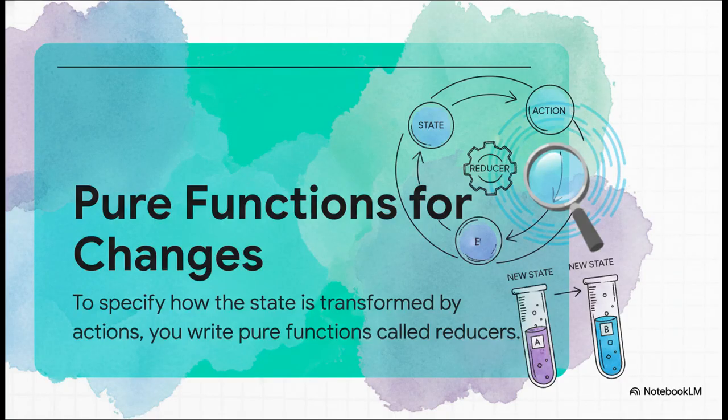And third, changes are made with pure functions. Now, to handle those actions, you write these special functions called reducers. A reducer is a pure function, and that term just means for the same input, the current state and an action, it will always, without fail, return the exact same output, which is the new state. No surprises, no side effects. This is the absolute key to making your app's behavior predictable.